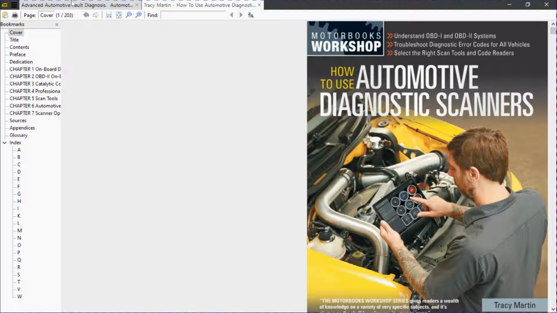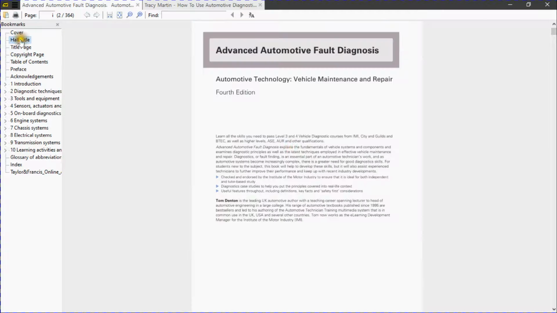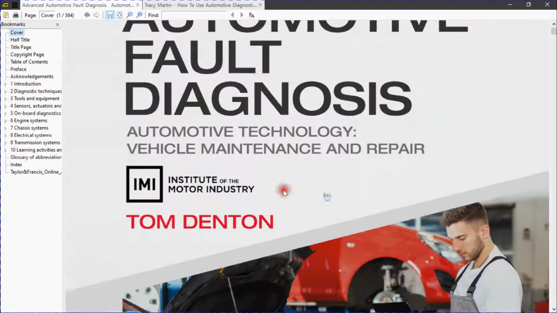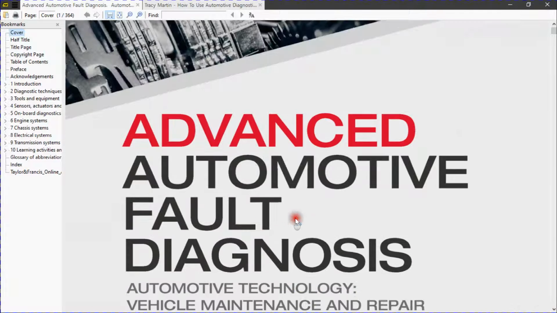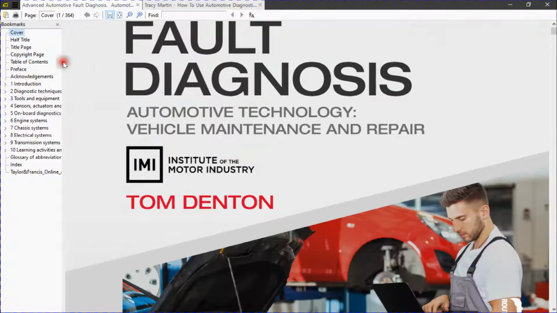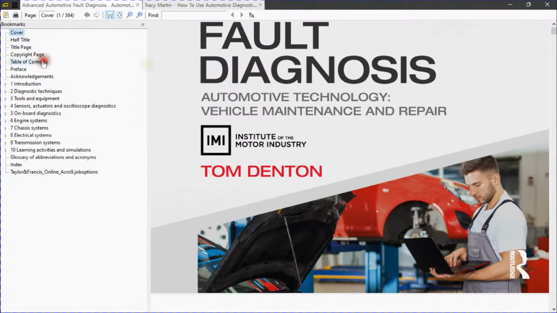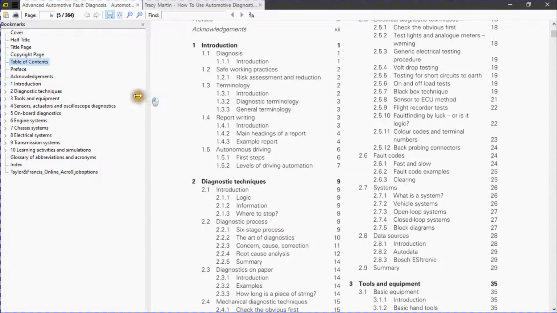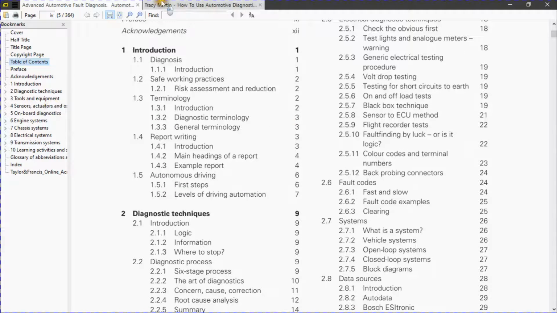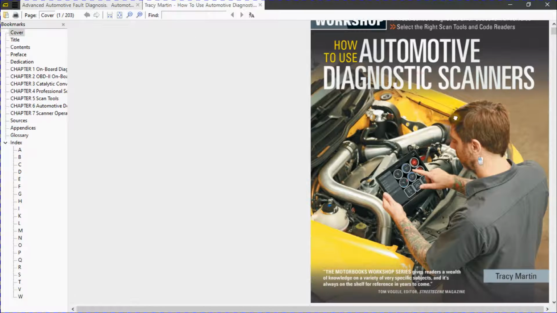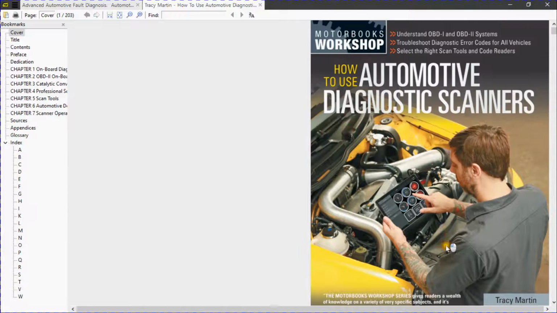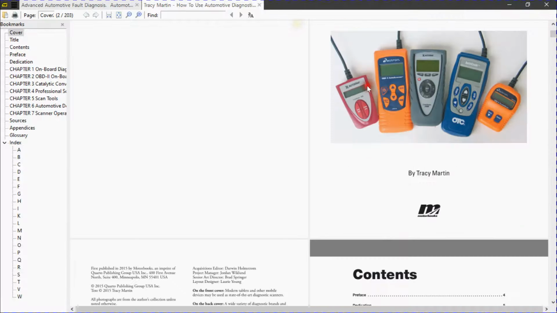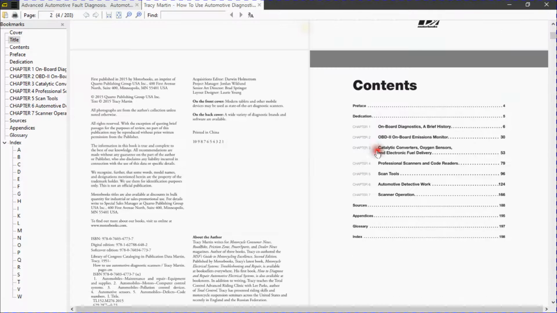And before that we want to use these books. So first we have this advanced automobile fault diagnosis. What we need to learn first is, let's read the table of contents, what is in these books. In this advanced automobile book, we will learn how to use automobile diagnostic scanners.